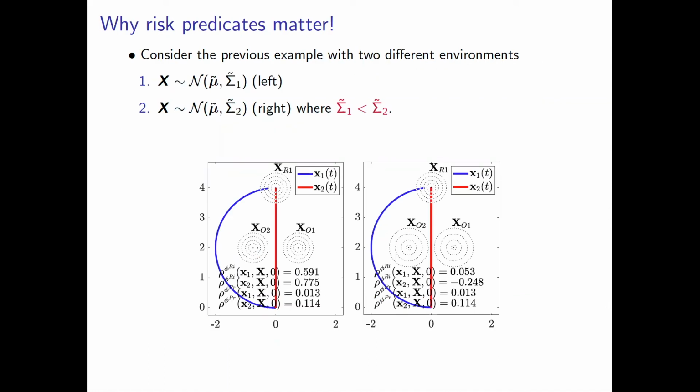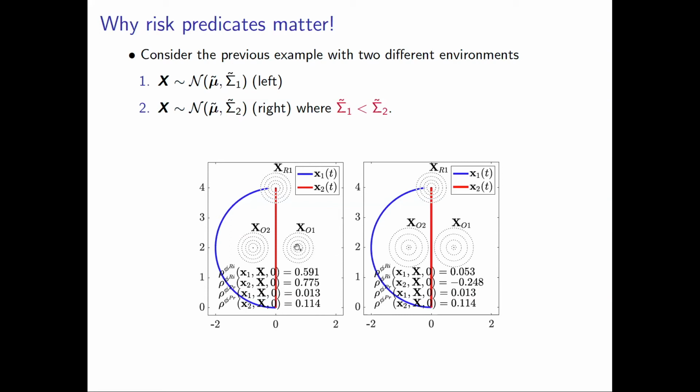Let us consider the previous example, but now evaluated on two different environments, capital X, that are drawn from multivariate normal distributions. In the left figure, indicated by the dotted circles, we can see that the uncertainty by which the regions O1 and O2 are described is smaller than in the right figure over here. The question that we would like to answer is, does trajectory x1 in blue or trajectory x2 in red satisfy the signal temporal logic task better?